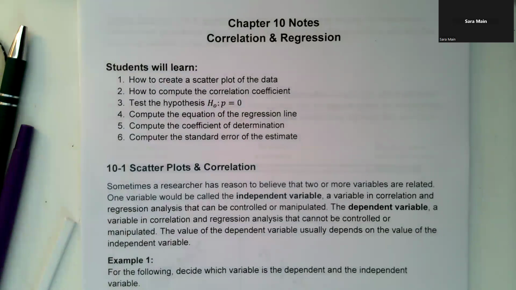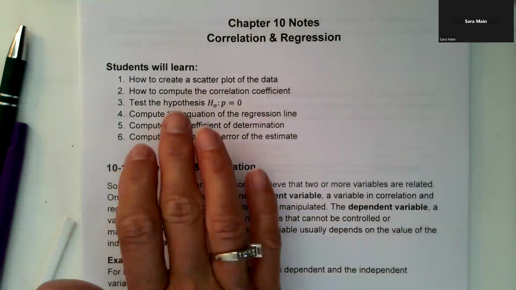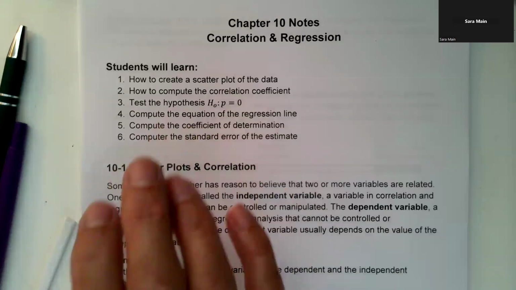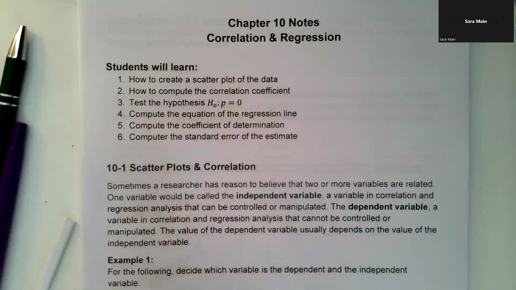So I know in earlier algebra classes, you have learned about linear equations. And we're going to tie in some of that knowledge with what we've learned about statistics this semester. So we're going to learn how to create a scatter plot of data. We're going to learn how to compute the correlation coefficient. We're going to test the hypothesis today on two variables and how they're related. We're going to compute the equation of the regression line, and we're going to compute the coefficient of determination.